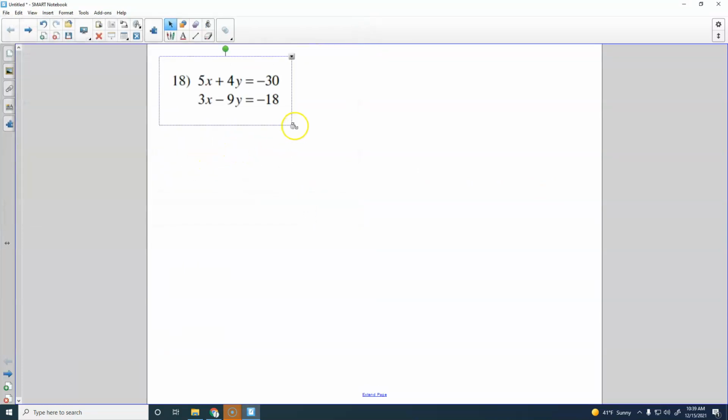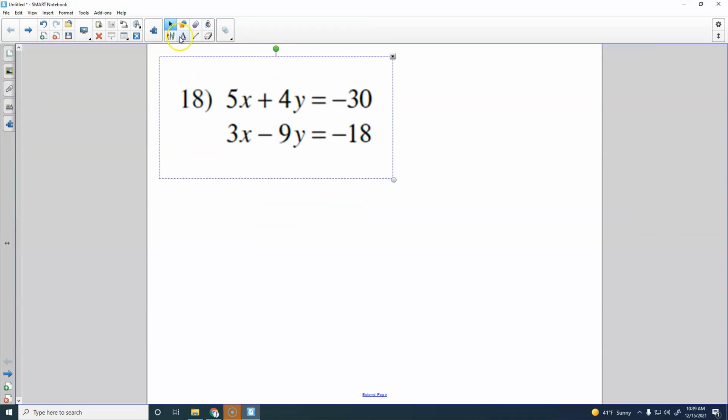Let's look at number 18 now. For 18, you're running into the same problem. You can't multiply 3 by anything to give you 5. You can't multiply 4 by anything to give you 9. So to eliminate, you're going to have to multiply both top and bottom equations. So you can get rid of the x's or the y's. It does not matter. Just to show you that you could do either one, I'm going to deal with the y's this time. So I'm going to multiply this top equation by 9 and the bottom equation by 4.